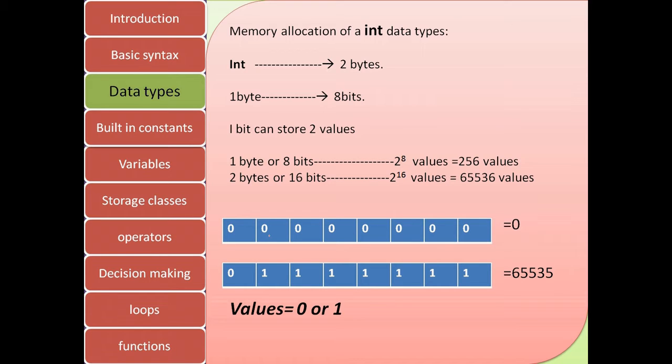Now let us look at the memory allocation of integer data type. The memory allocation of integer data type is 2 bytes or 4 bytes. I am using here 2 bytes as an example. I will tell you why it is both 2 bytes and 4 bytes with a programming example. The integer occupies 2 bytes and 1 byte is equal to 8 bits. So 2 bytes is equal to 16 bits.